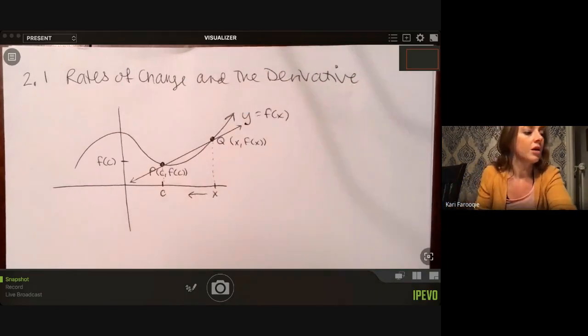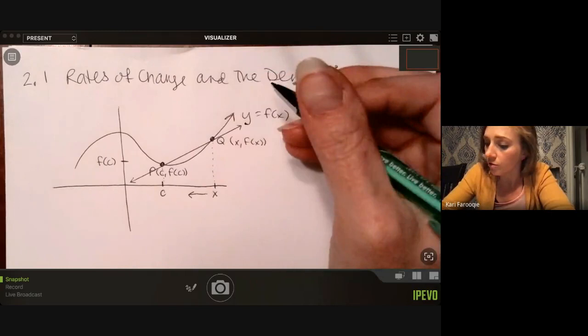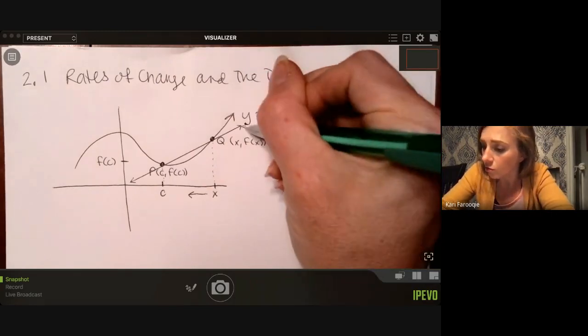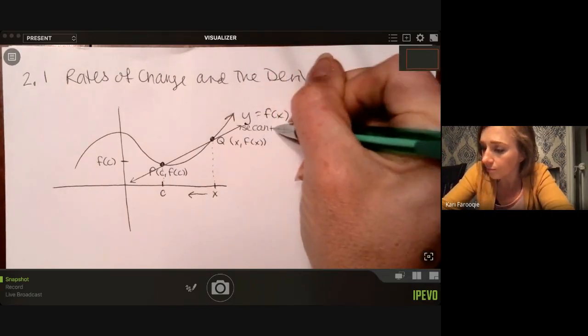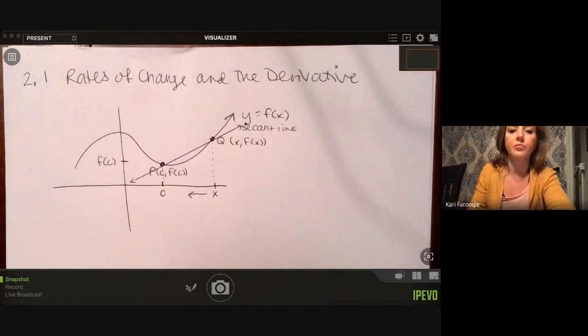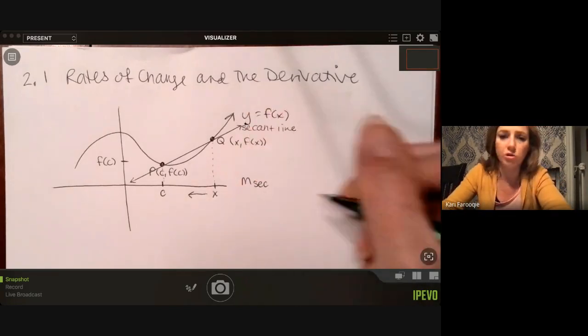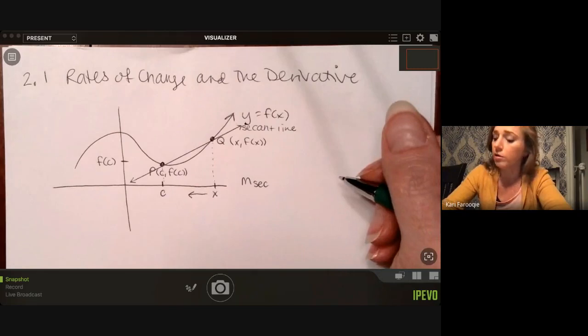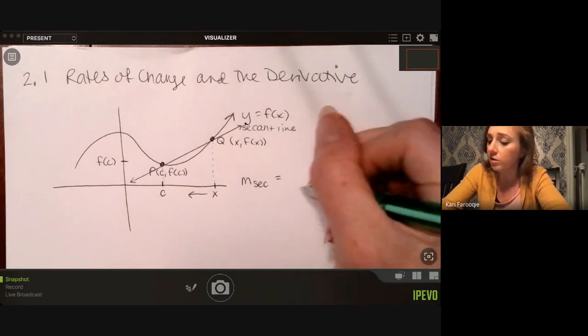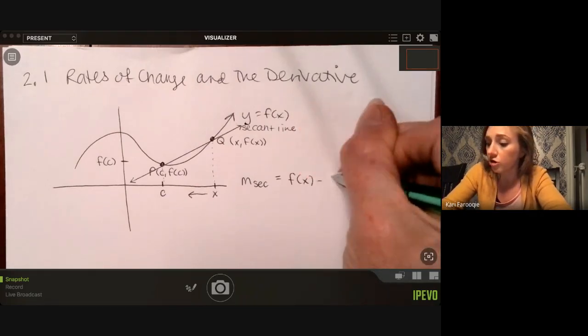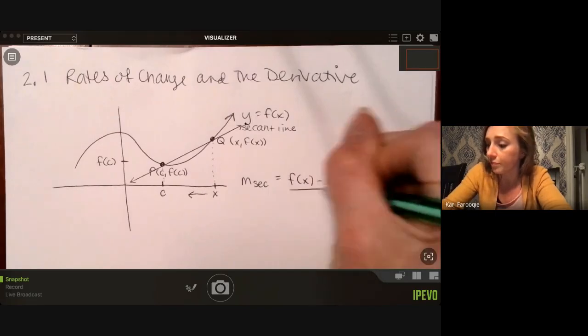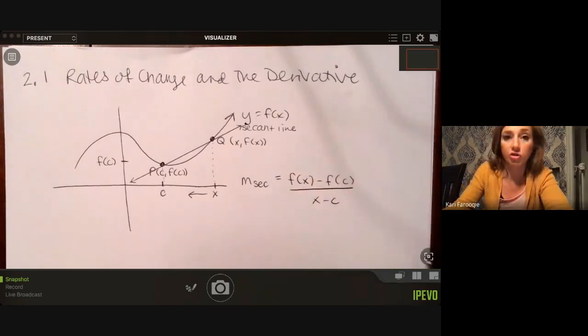Okay, all right, so you've got this secant line. I'm going to label it as such, if I can find a good spot to label it. Now, the slope of the secant line will just be the slope from P to Q. So remember, we usually use m to denote a slope. We'll say that the slope of the secant line is the change in y over the change in x.